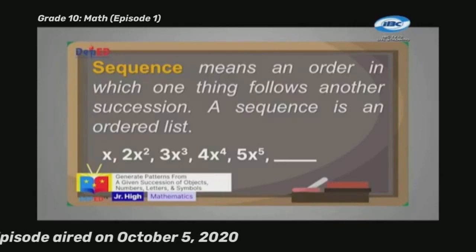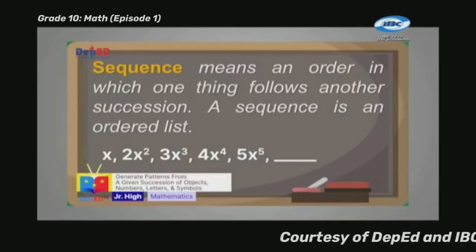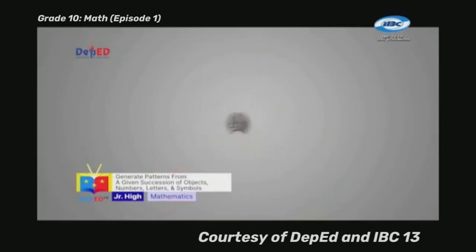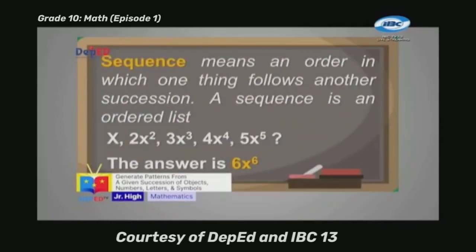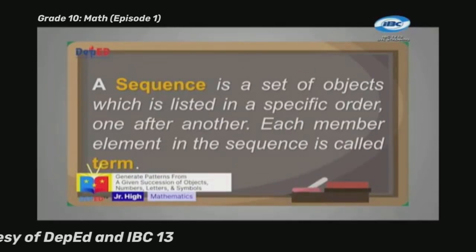For another example, if we write x, 2x squared, 3x cubed, 4x raised to 4, 5x raised to 5, what would the next term in this sequence be? The one where the question mark now stands. The answer is 6x raised to 6. A sequence is a set of objects which is listed in a specific order, one after another.